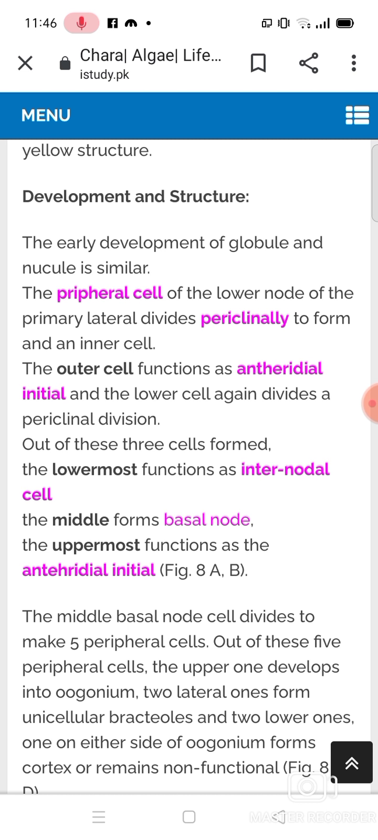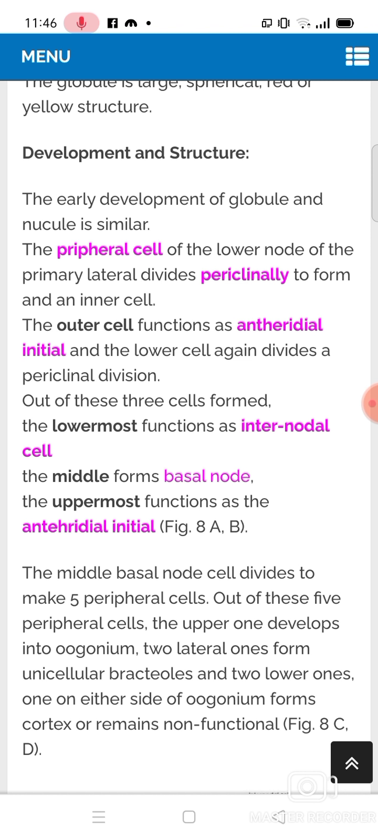The early development of the globule and the nucule is similar. The peripheral cell of the lower node of the primary lateral, means the branches of the limited growth, divides periclinally. Periclinal division is horizontal division. Cells divide horizontally to form an inner cell. Firstly, the peripheral cells, means the outer boundary cells of the primary lateral, divide horizontally or periclinally to form an inner cell.